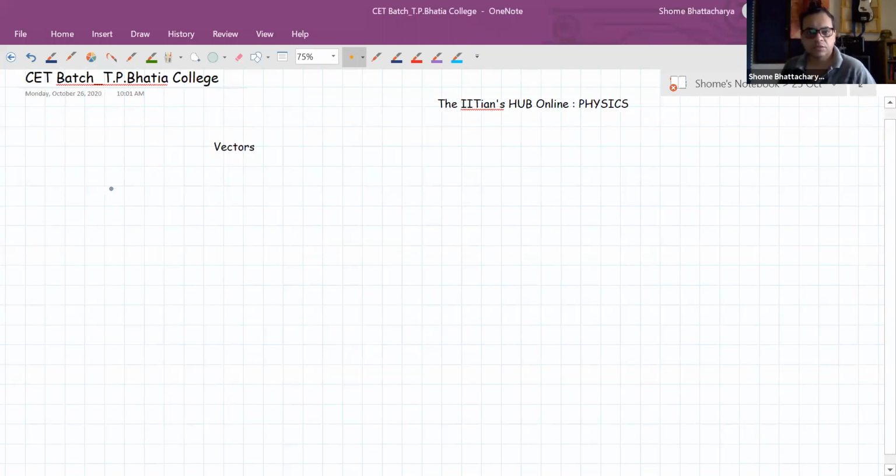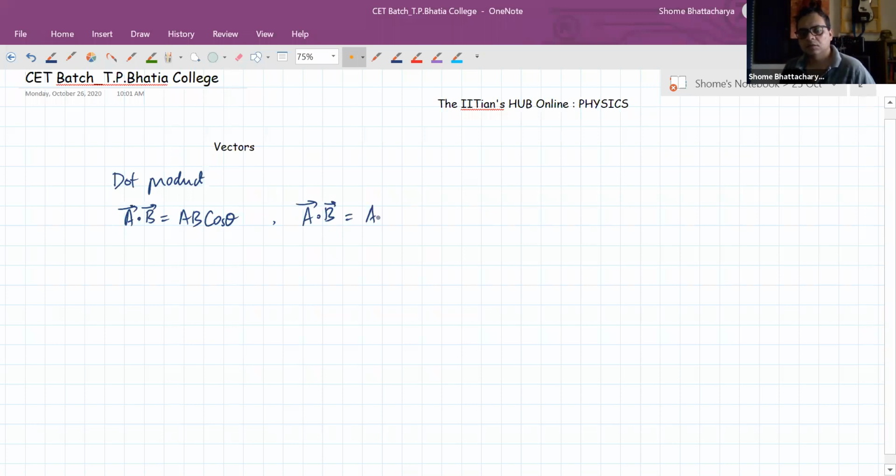So in the last session we saw that scalar product or dot product is defined by this operation, and in component form it is expressed as the product of the x components plus the product of the y components plus the product of the z components. Okay.